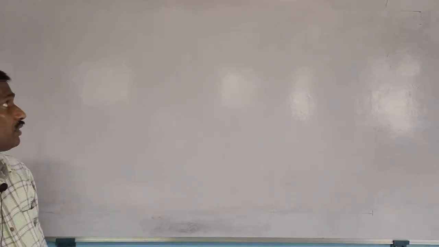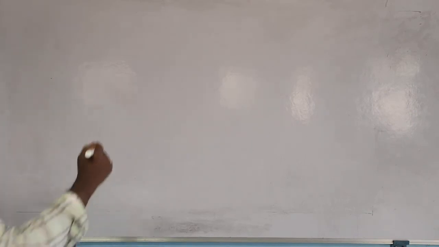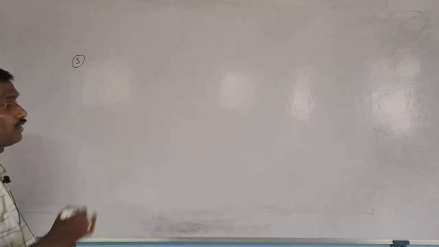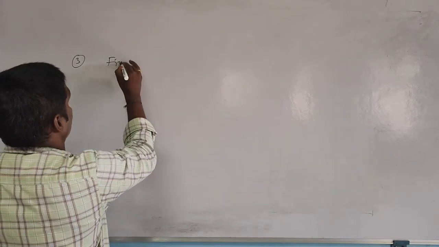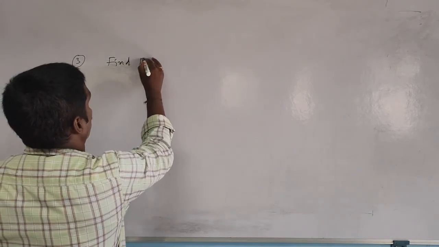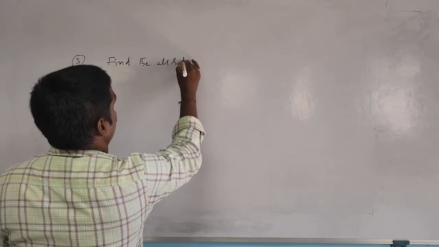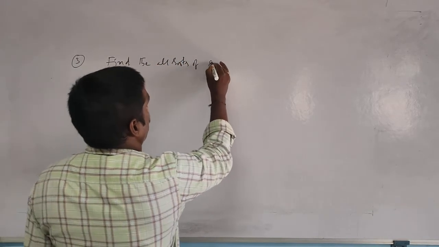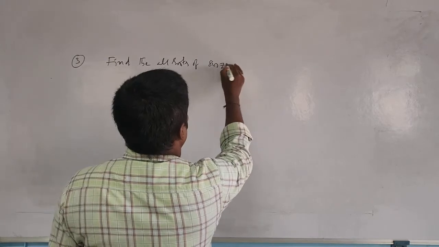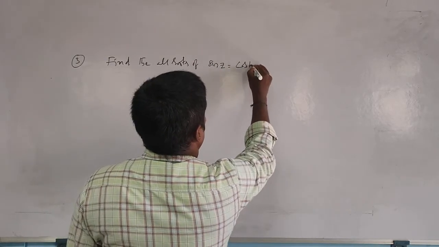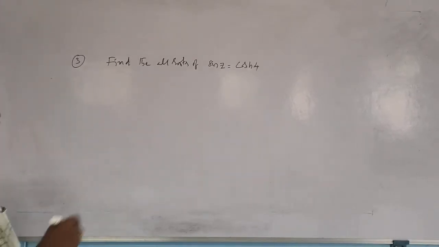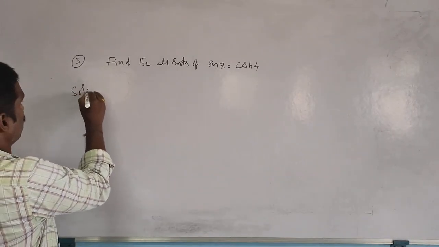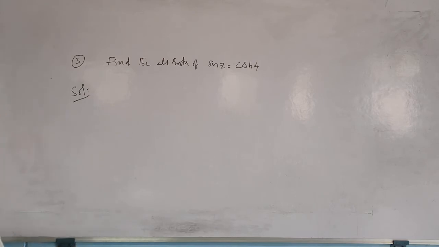Next, the third problem is: find all roots of sin z equals cosh 4. So here it is given, now we have to solve. Okay, sin z equals cosh 4.